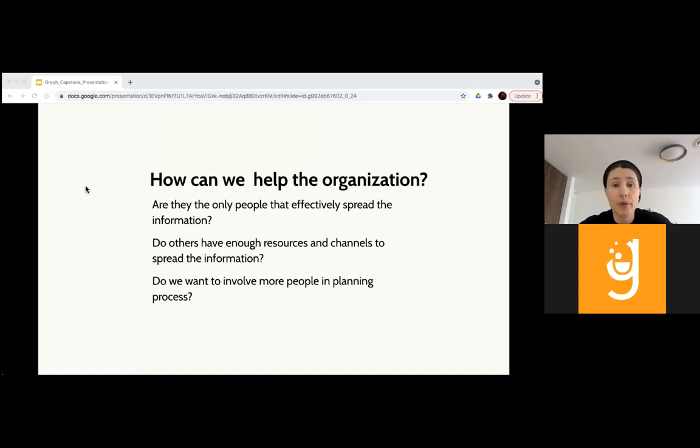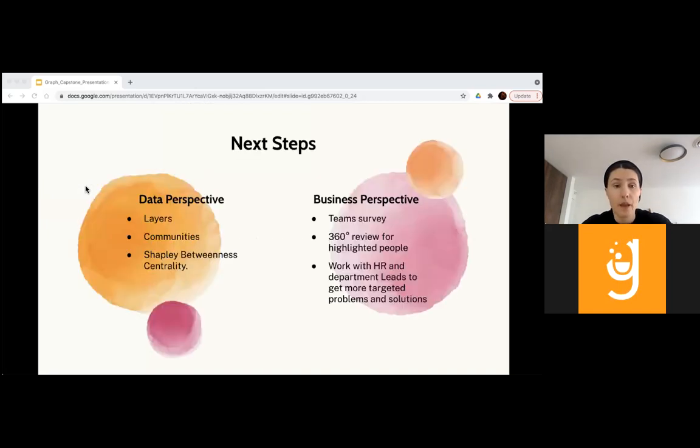Are they the only people that effectively spread information? Do others have enough resources and channels to spread their information? Do we need to reorganize our structure or involve more people in the planning process? And of course, there is much more work to do here.